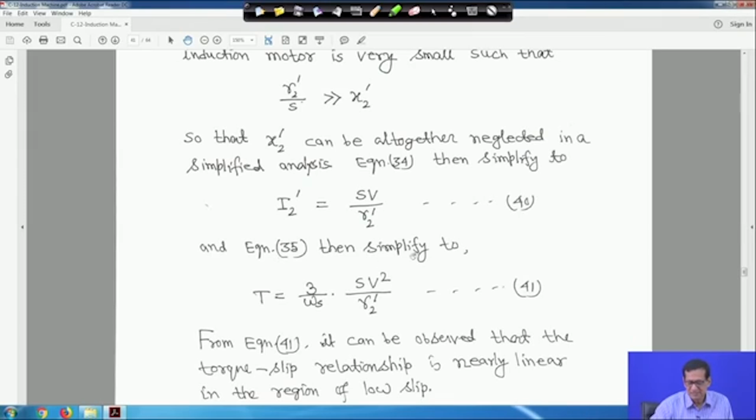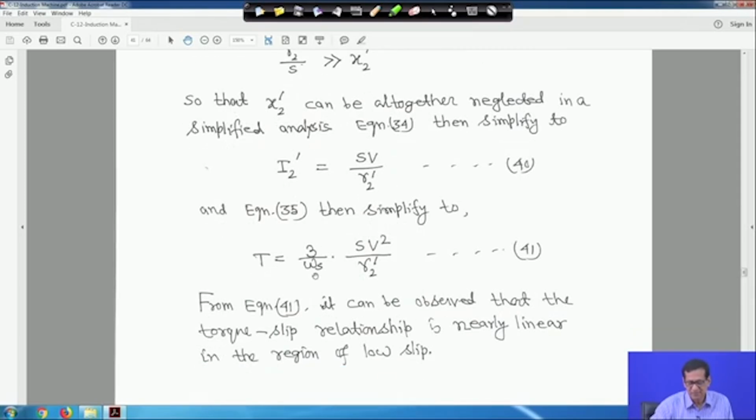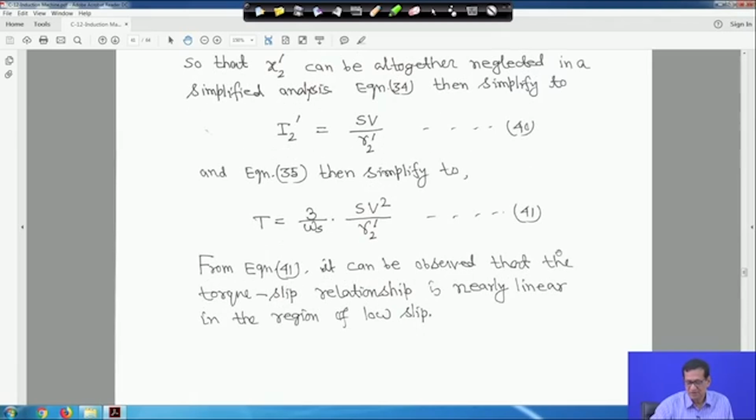Similarly, equation 35 simplifies, based on this neglecting, by putting X2' equal to 0, and that is all. Then T is equal to 3 upon omega s into SV square upon R2'. This is equation 41. From equation 41, it can be observed that the torque slip relationship is nearly linear in the region of low slip. When slip is very small, the torque slip relationship is more or less linear.